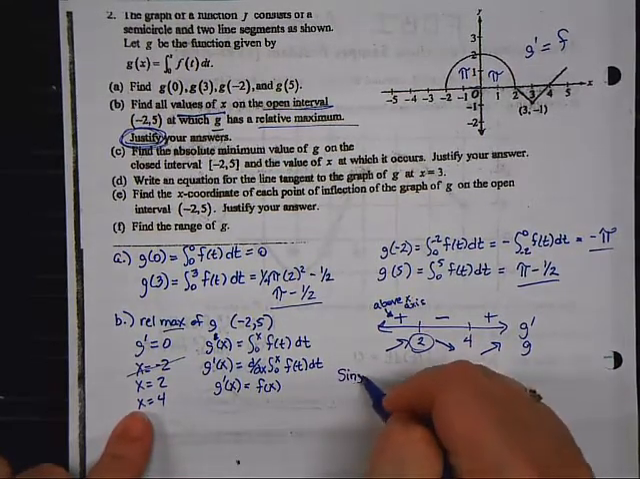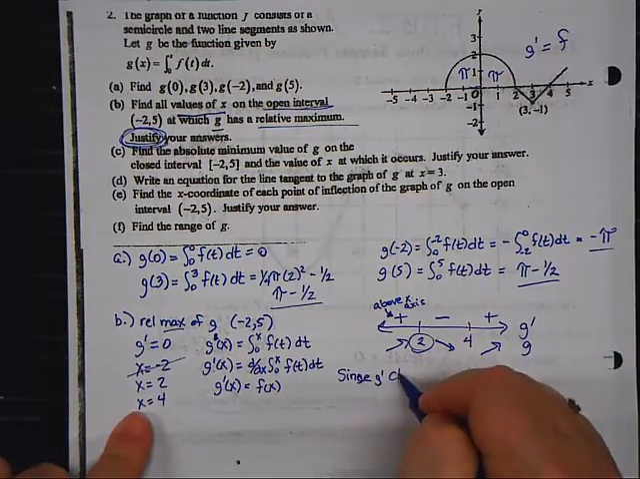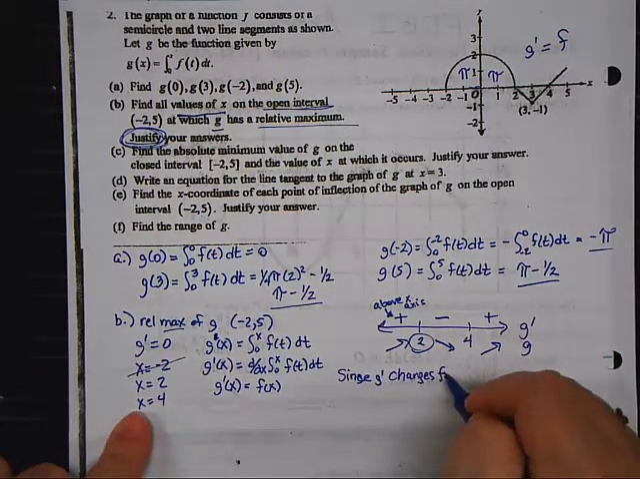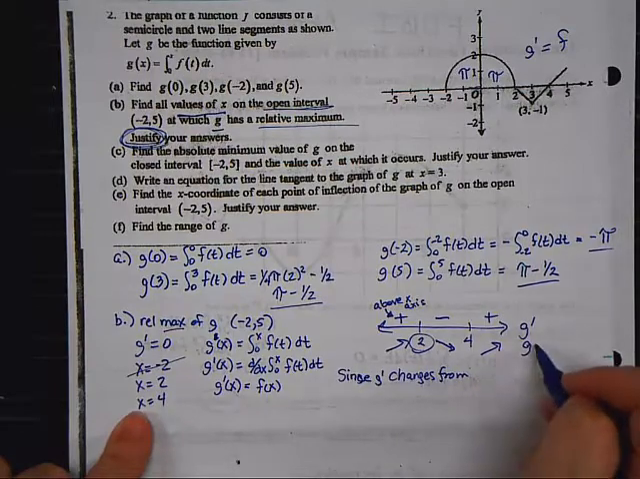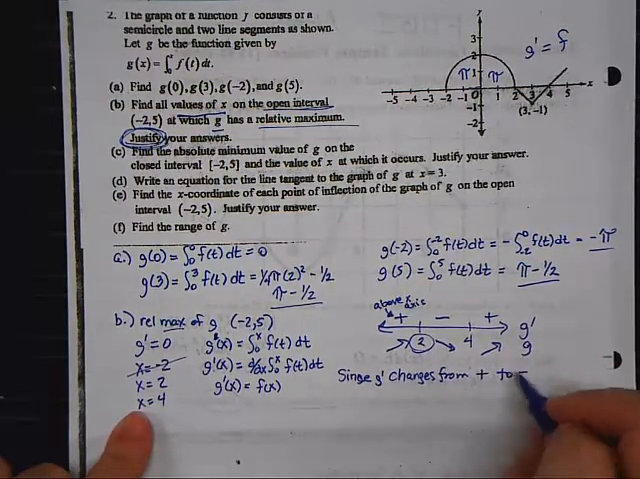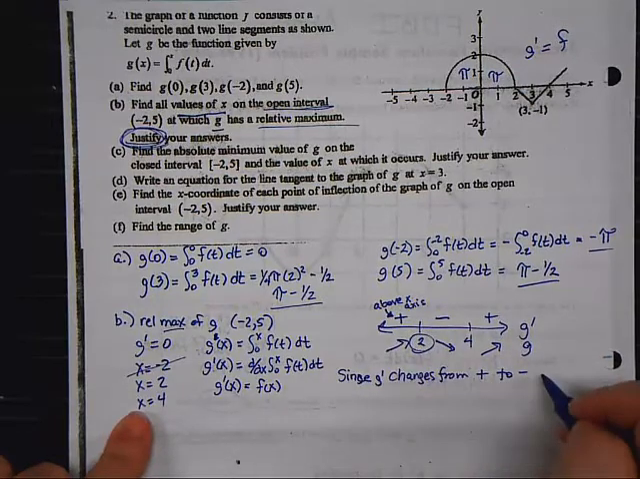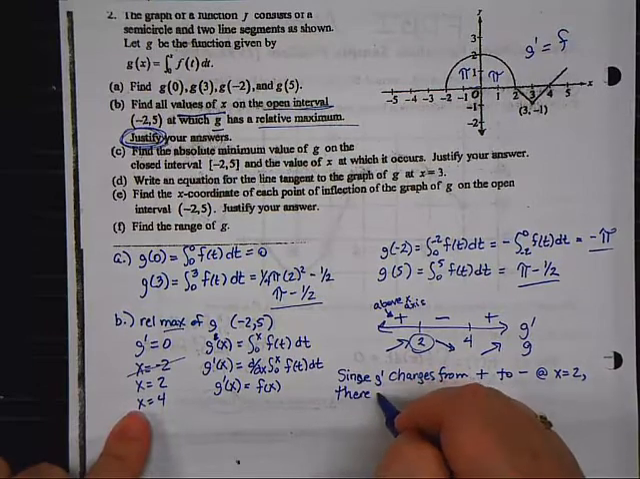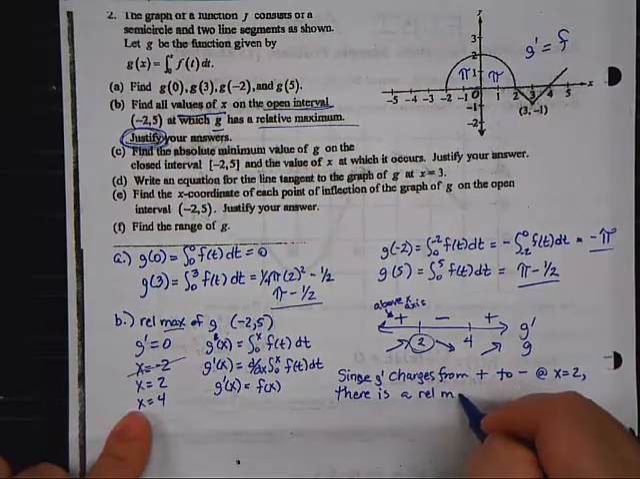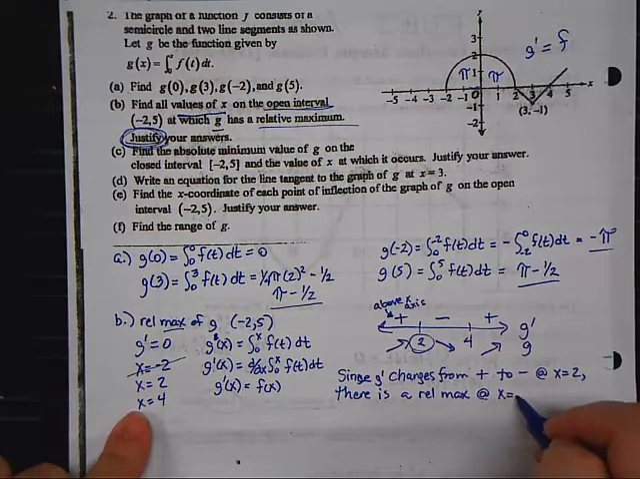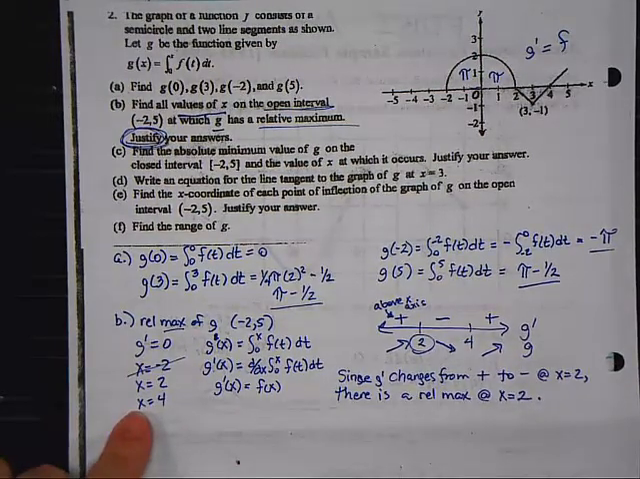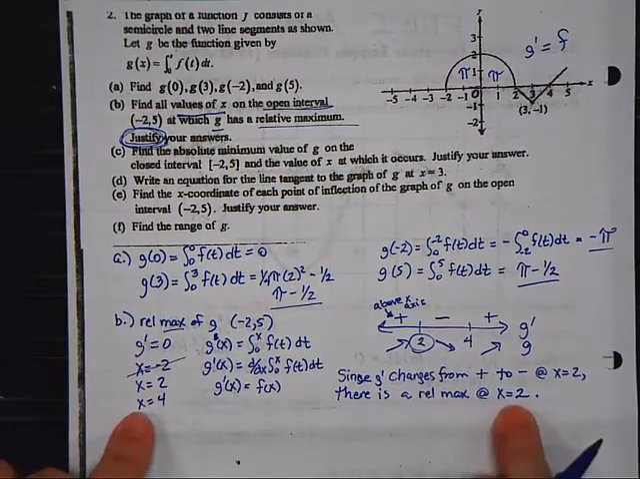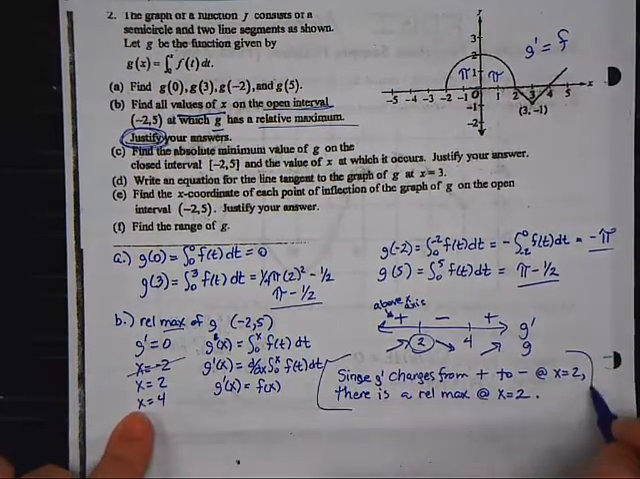Since g prime is changing from positive to negative at x equals 2, there is a relative max at x equals 2, period. Okay. That sounds like a great sentence. Now go back and look at the question. It says find all values of x. Did we address x? Yes, we did. So that's the answer right there.